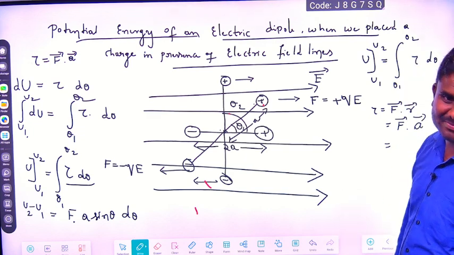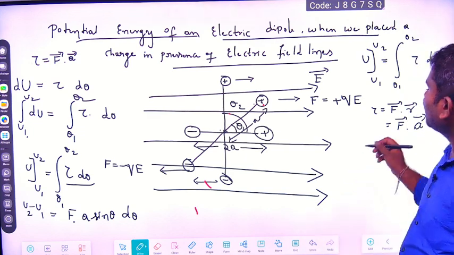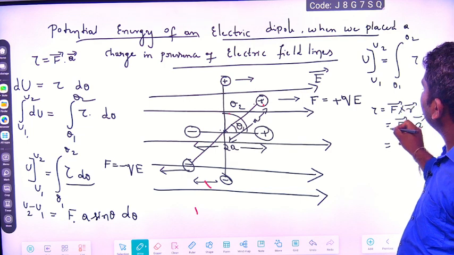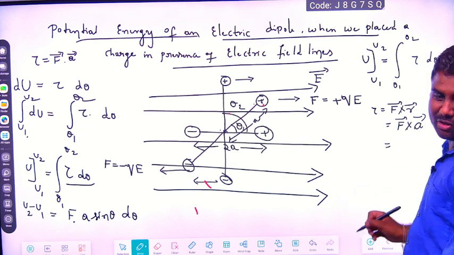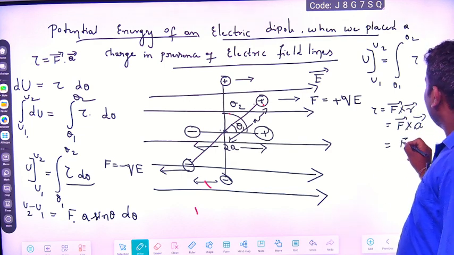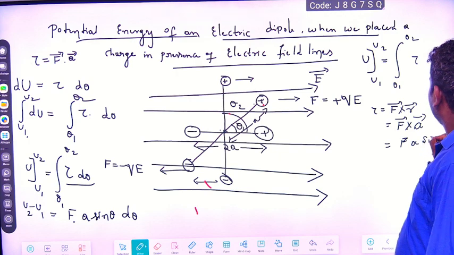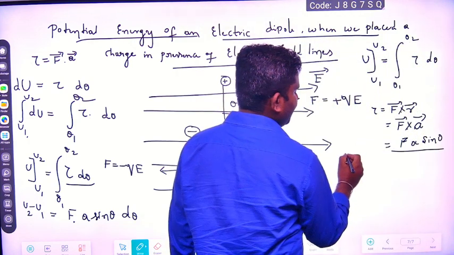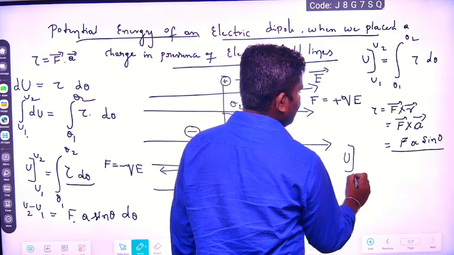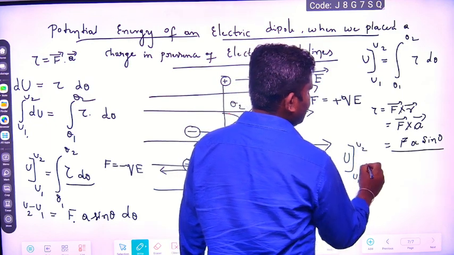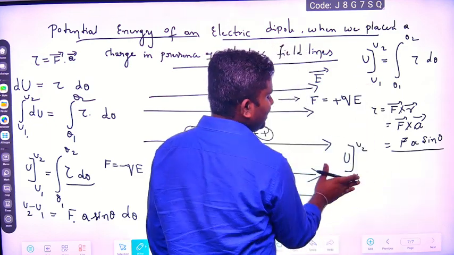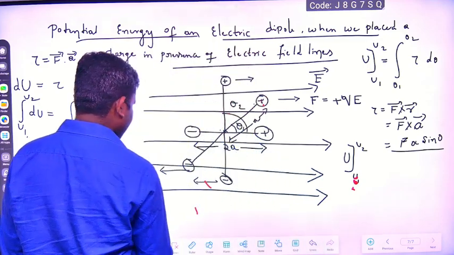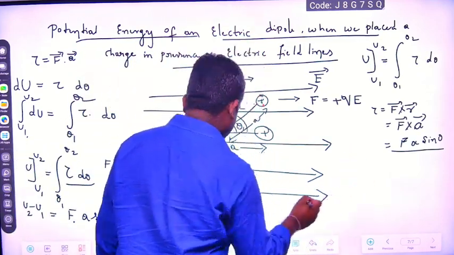Dot product, or which one will come? Torque is not a dot product, it is a cross product, because it is a vector. So F vector cross A vector is FA sin theta. Substitute this here, then what you will get: U from U1 to U2 is equal to, directly I will apply limits. Just see how I apply limits and you will understand.